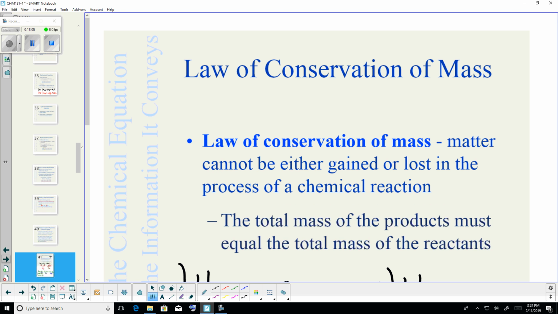The law of conservation of mass says matter cannot be either gained or lost in the process of a chemical reaction. So what you start with, you have to end up with. It's just a different arrangement. You can't create matter, and you can't lose anything.